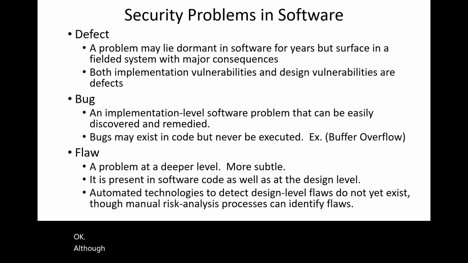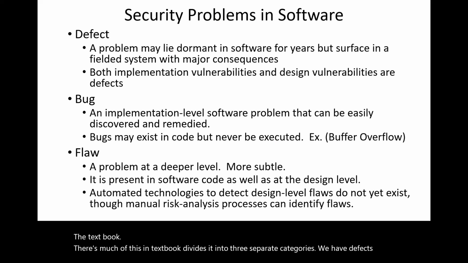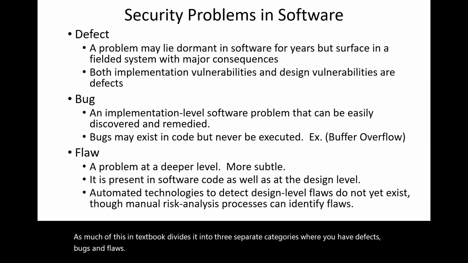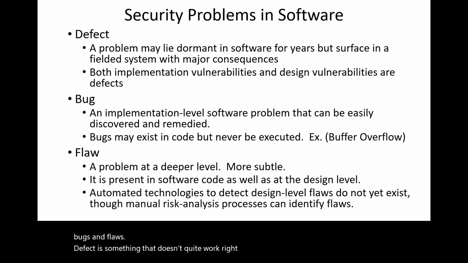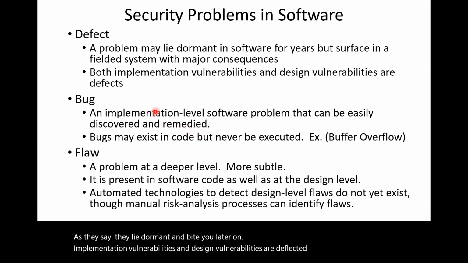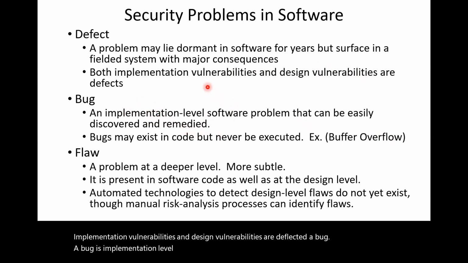Although I usually refer to a problem in the software as a bug, the textbook, and there's much of this in the textbook, divides it into three separate categories: defects, bugs, and flaws. A defect is something that doesn't quite work right. It may lie dormant and bite you later on. Implementation vulnerabilities and design vulnerabilities are defects. A bug is an implementation-level problem. A defect can be at many levels, but a bug is at the implementation level.